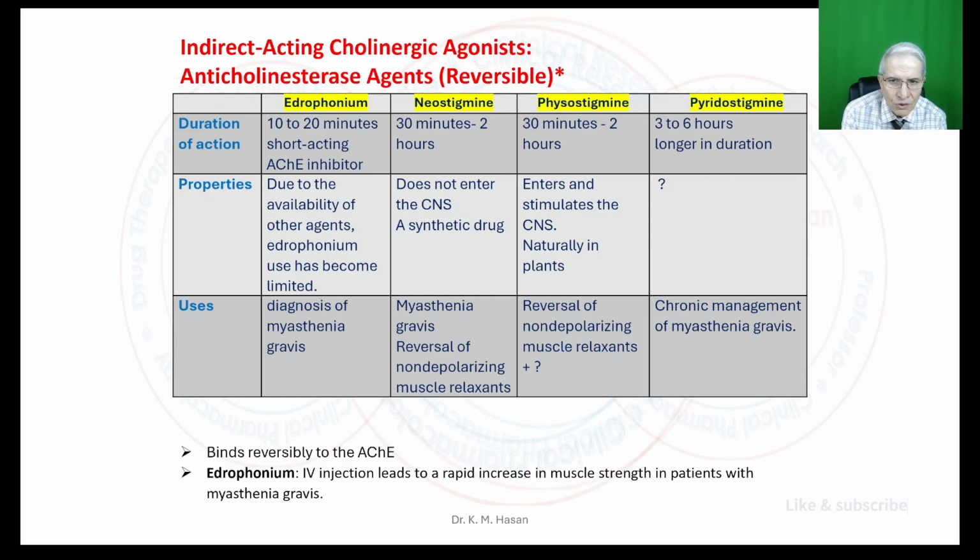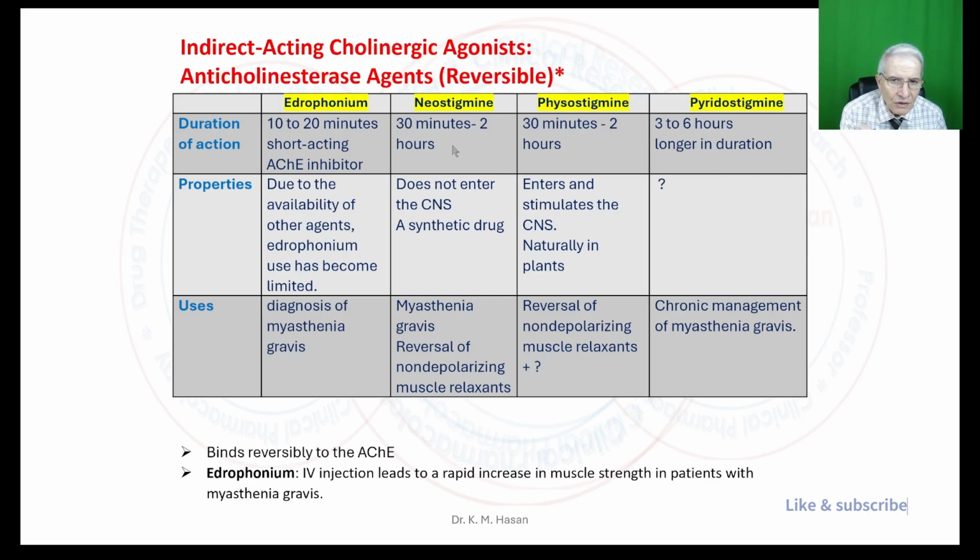The first one, edrophonium. Edrophonium has a duration of action of 10 to 20 minutes, as you can see here. It is a short acting acetylcholinesterase inhibitor. Due to the availability of other agents, edrophonium use has become limited. Normally it is used for diagnosis of myasthenia gravis, because of its short duration of action.